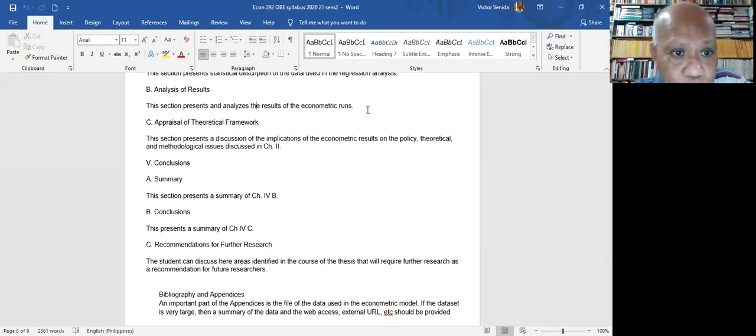Now, Chapter 5, Conclusions, Part A, Summary. Summary here is a summary of Chapter 4, Section B, meaning to say a summary of the analysis of the results. Then conclusions would represent a summary of Chapter 4, Section C, which is the appraisal of your theoretical framework. And your recommendations for further research, this is important. This is now where you write down what you can recommend future researchers to do.